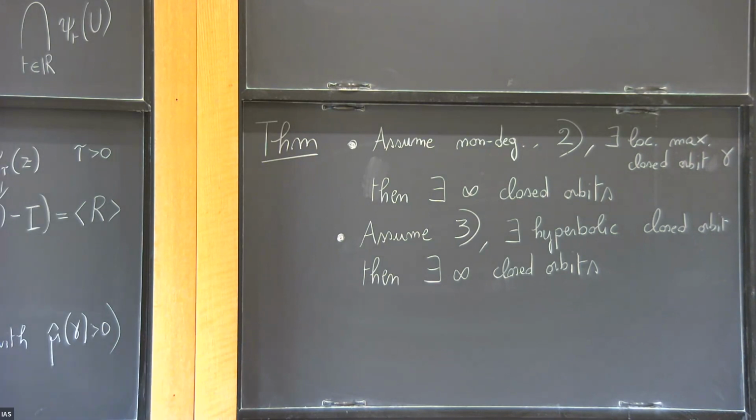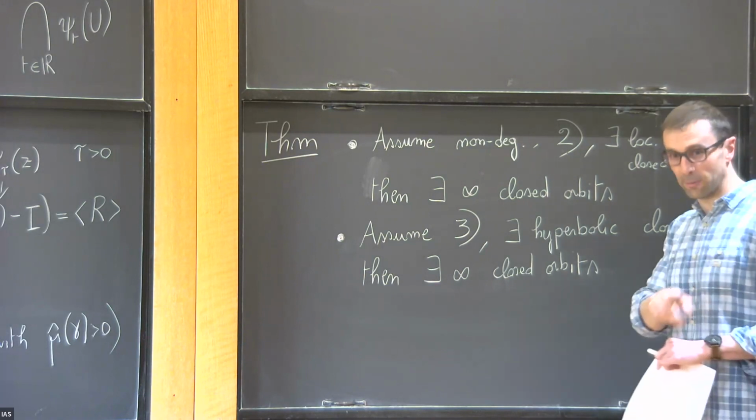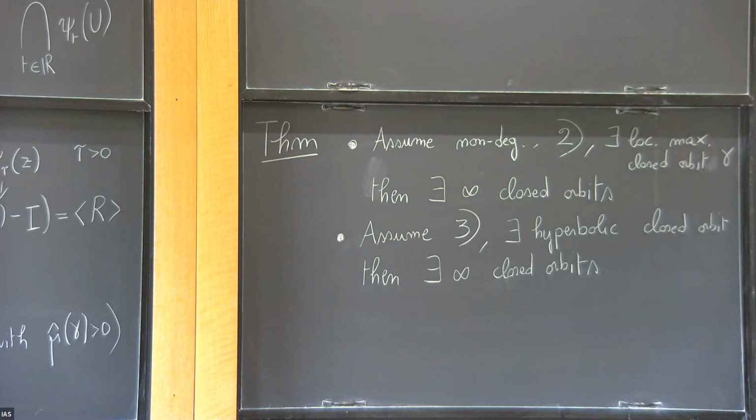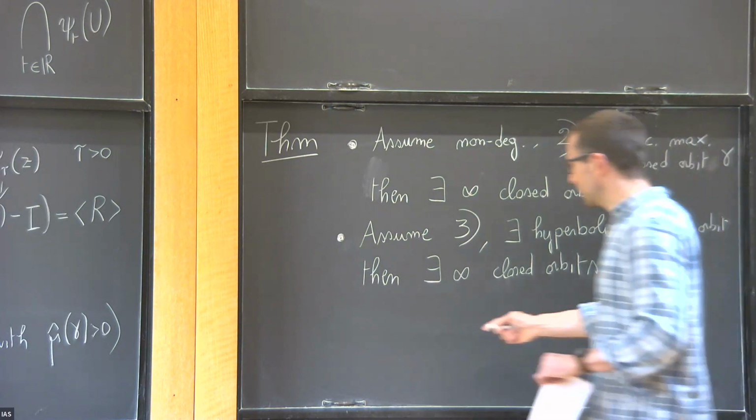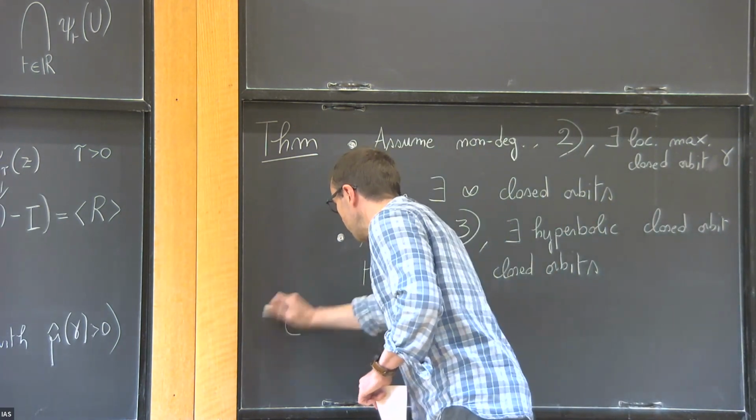Yeah. So in dimension three, are there any examples of locally maximal orbits? Right, that's an excellent question. I'll answer the question in a moment. You know, we didn't know, but then we learned from the experts. Well, I answer now, actually. In a bit.